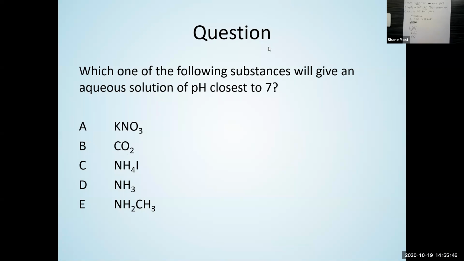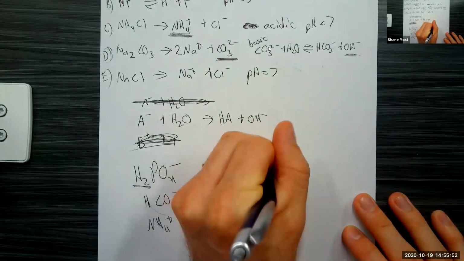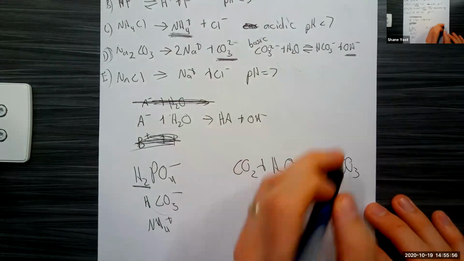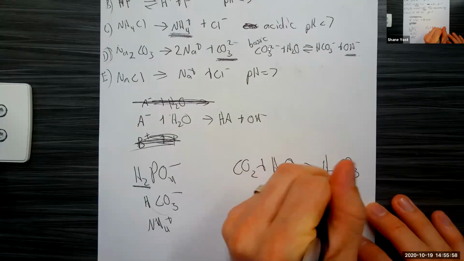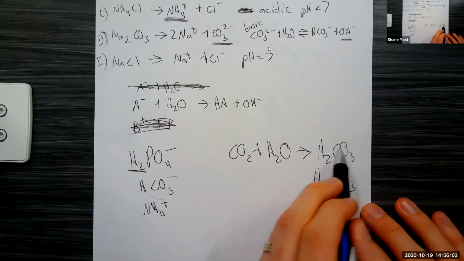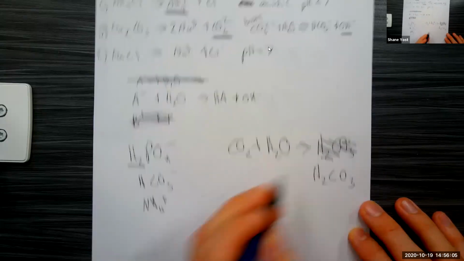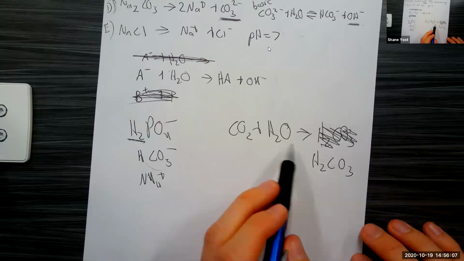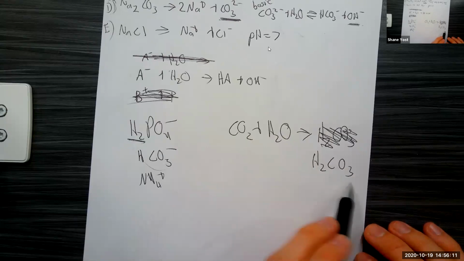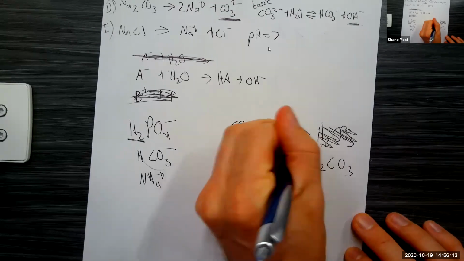So this is part of the reason why soda is acidic. CO2 plus H2O will form H2CO3, carbonic acid, with the C and O kind of blended together. So CO2, when dissolved in water, will react with it to form H2CO3. Okay, sort of an equilibrium reaction.